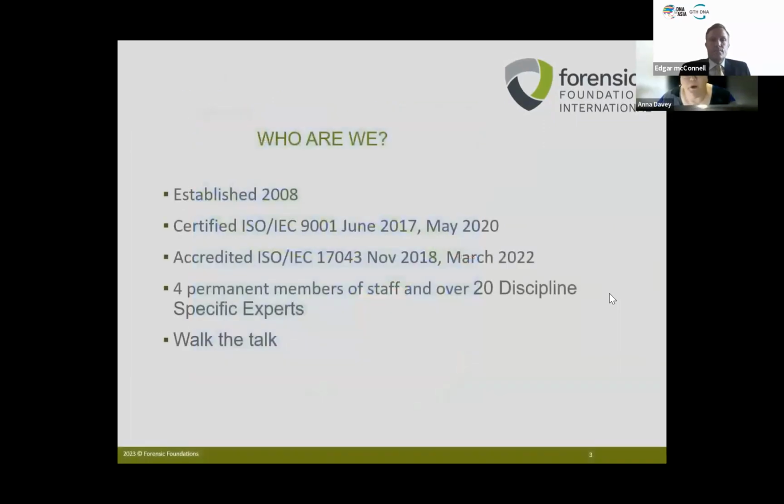So who is Forensic Foundations? Who are we? We were established in 2008 as a support for the forensic science community and law enforcement and the justice system, as you'll see a little bit later. We are currently certified to ISO 9001 and accredited to ISO 17043, which is the standard required for proficiency test providers. So we provide proficiency tests. There are 4 permanent members of staff, and we have over 20 discipline-specific experts. Obviously, the 4 permanent members of staff can't know everything about all the different aspects of forensic science and medicine and the law. And so we bring in discipline-specific experts for particular projects and activities.